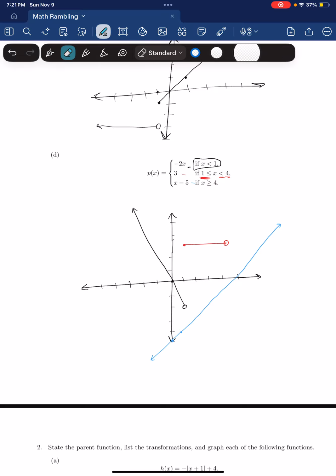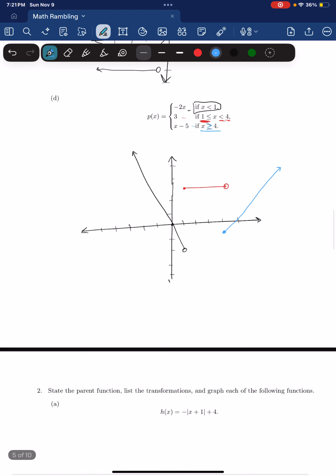Done. And then this last one, if x is just greater than or equal to 4. So here it is at 4. And we only need when it's greater than or equal to, so we can delete everything less than. Boom. And then we need a closed circle at 4 because it's greater than or equal to. Okay.